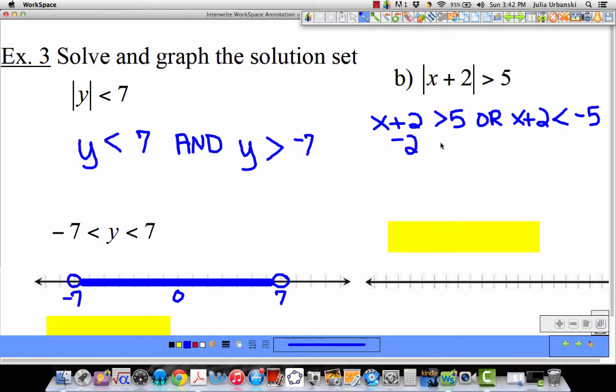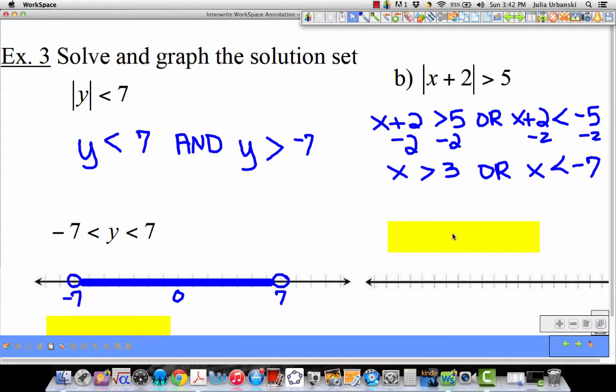So when we subtract 2 from both sides, we get x is greater than 3, or x is less than negative 7. Subtract 2 from both sides, negative 7. Most of the time when you have a graph like this for the or, just like in the previous sections, it's going to be two rays that are going away from each other. There's one case where they actually overlap, where it can be different.